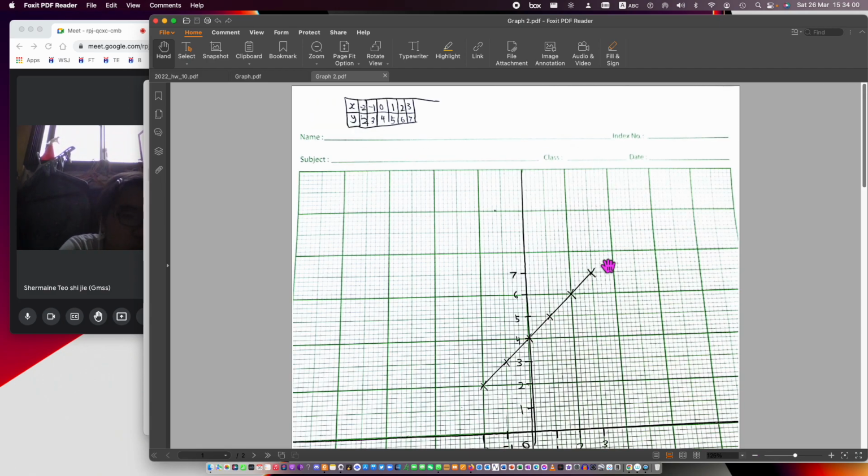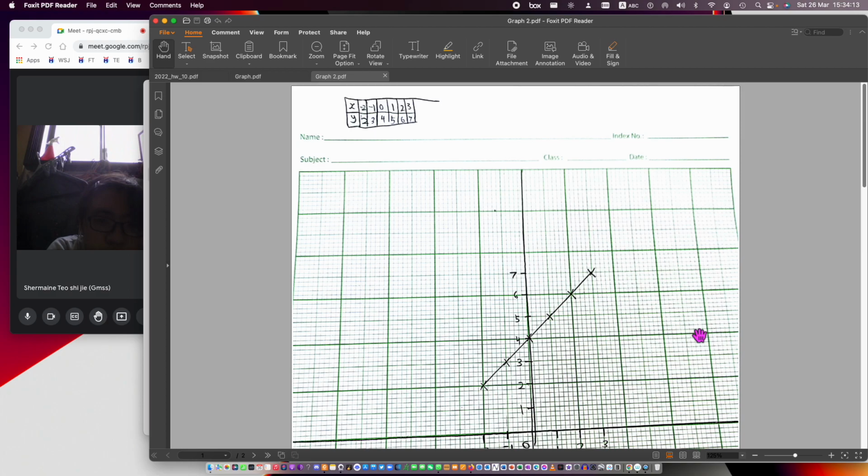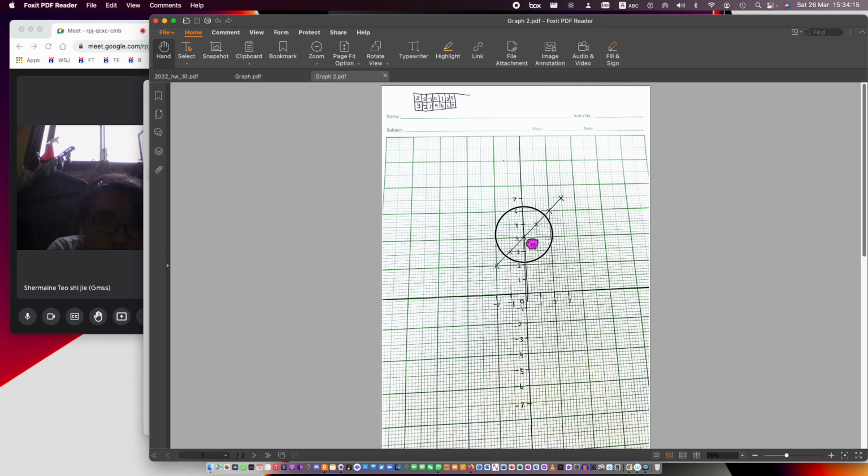You see, the line is wrong. I find that you are so ridiculous. Never mind, let me crop it out. I'll tell you why you are so ridiculous.